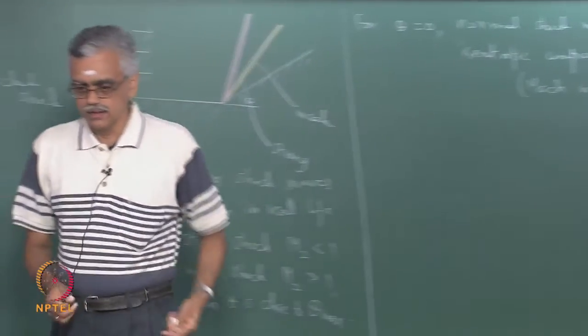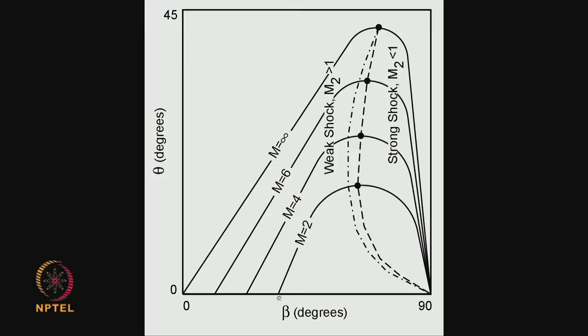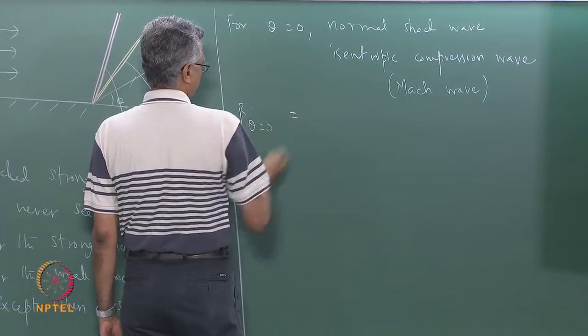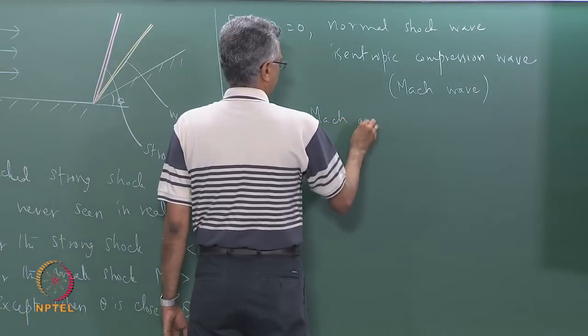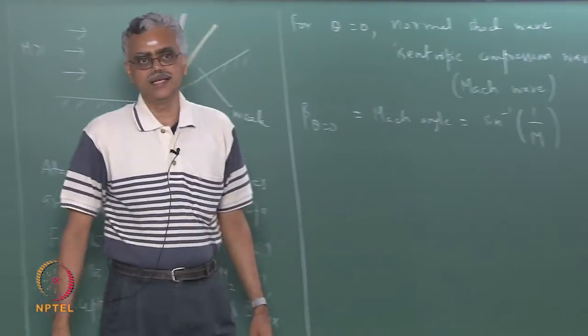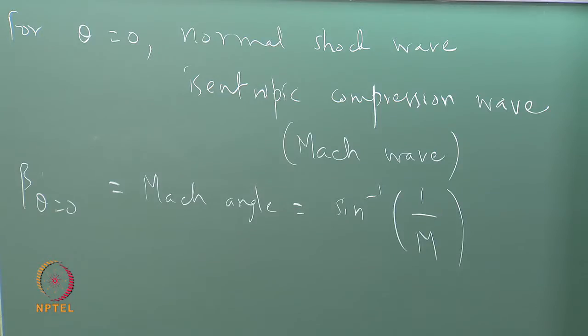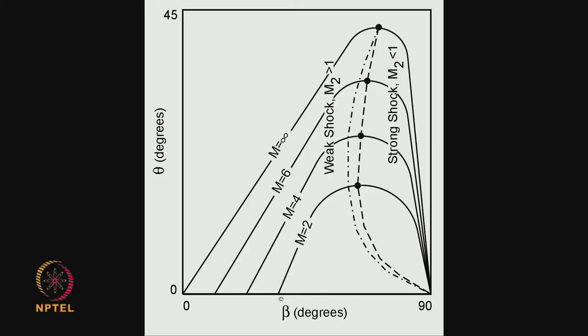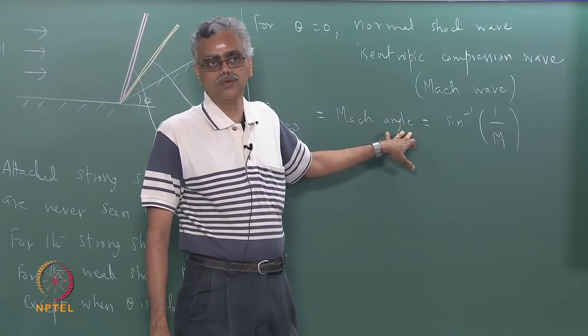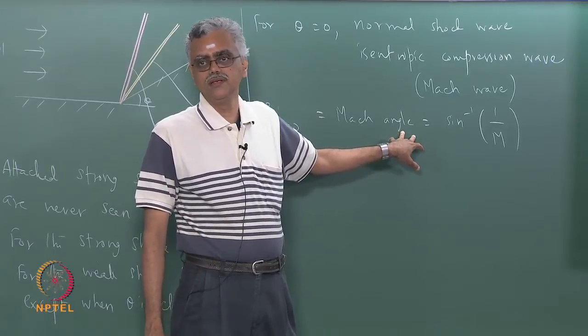In fact, each one of these m equal to constant curves intersects the abscissa at different values of beta, right. This angle is known as the Mach angle. So beta corresponding to theta equal to 0 is called the Mach angle and is nothing but arc sine 1 over m. We will show this also in the next chapter. So each m equal to constant curve intersects the abscissa at two locations, one corresponding to the Mach angle, another one corresponding to beta equal to 90 degrees. The solution corresponding to the Mach angle is an isentropic compression wave, no change in entropy in this case. And the other one is a normal shock wave, which is the strongest compression wave possible with the highest loss of stagnation pressure.